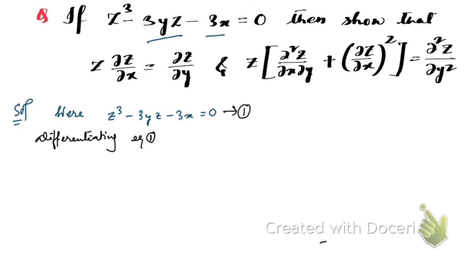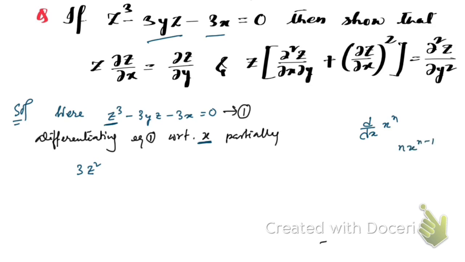Differentiating equation number 1 with respect to x partially. So now here we are differentiating partially with respect to x. If you differentiate this, 3z square, according to the same formula that we used in total differentiation, that is x to the power n is n into x to the power n minus 1.